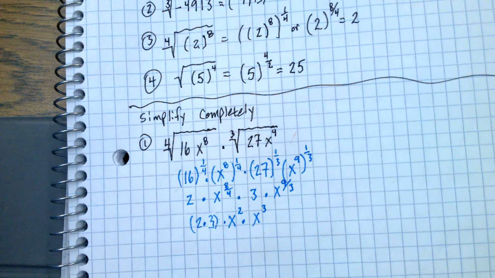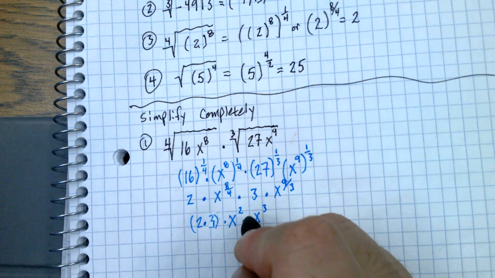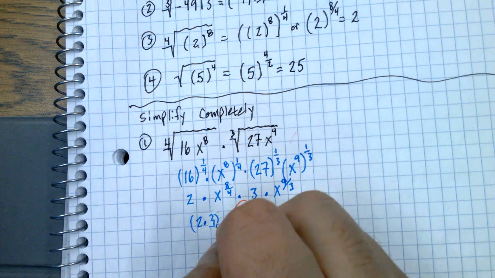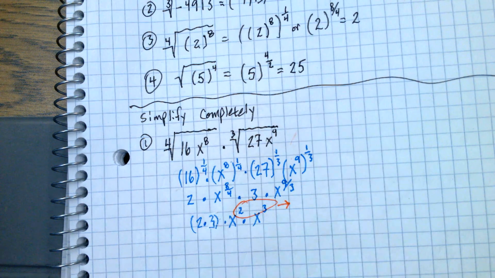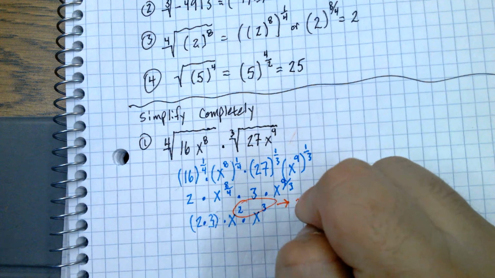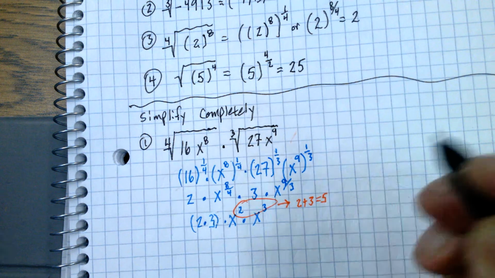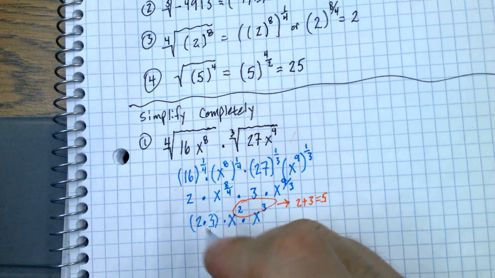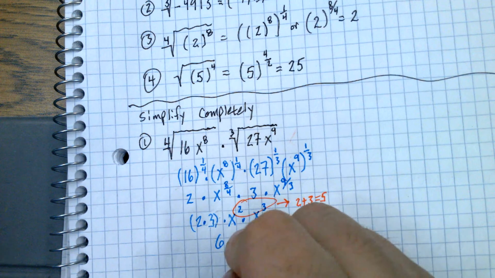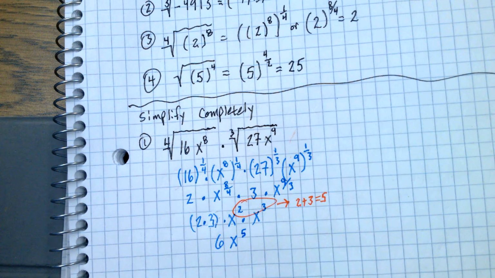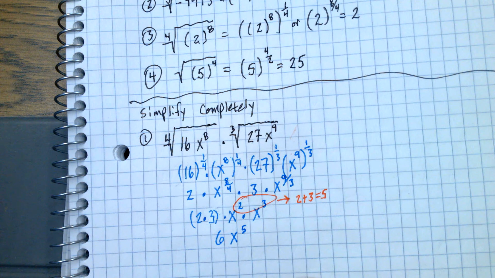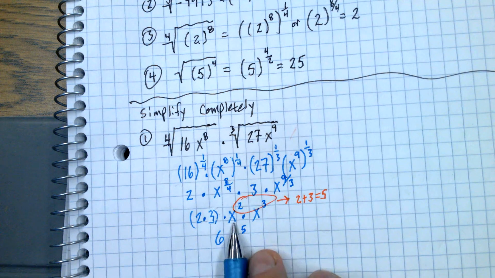So we're almost there. Remember, if you multiply powers with the same base, what do we do with those exponents? Add them. Okay, so our final answer is 6x to the 5th. Okay. Any questions? The 2 times 3 gave us the 6. X squared times x to the 3rd is x to the 5.